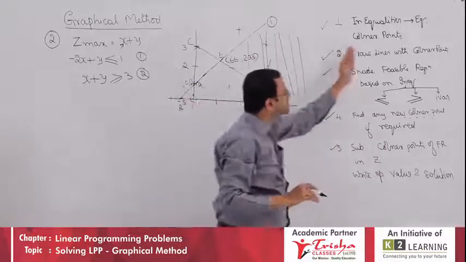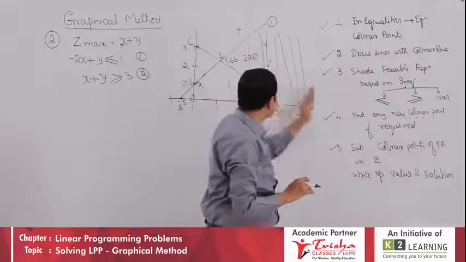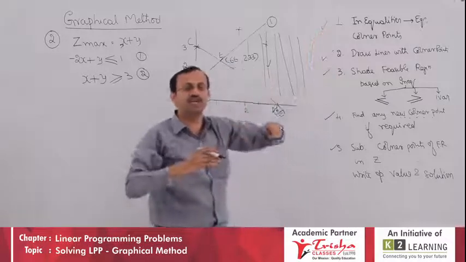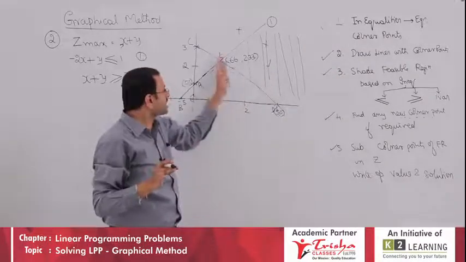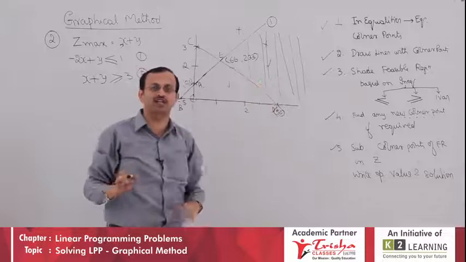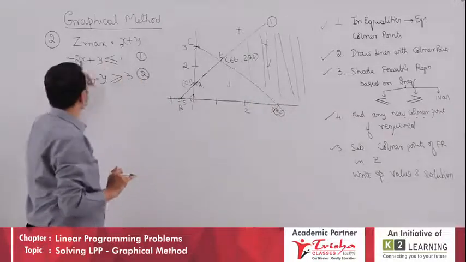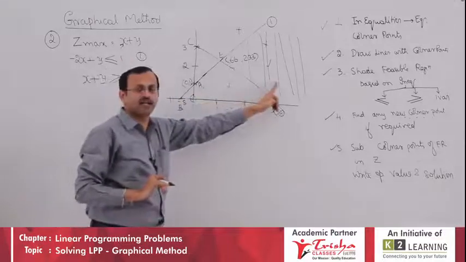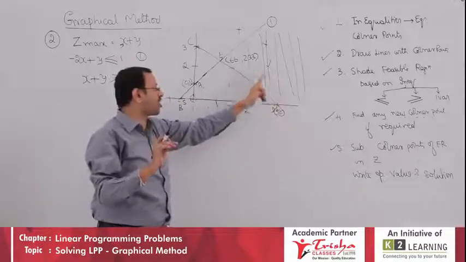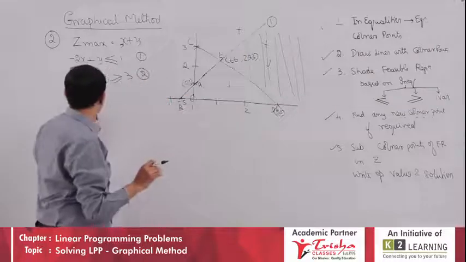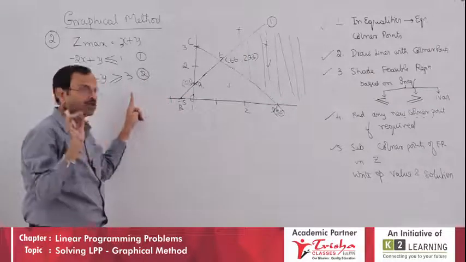Sir, till what extent should I write? Since it increases on both sides, it is an unbounded solution. Starting points are there, but end points are not there. No boundary to it. If this is the case, then you have to write the solution as unbounded. Feasible region, you have to draw it, shade it, and write that the LPP has an unbounded solution.